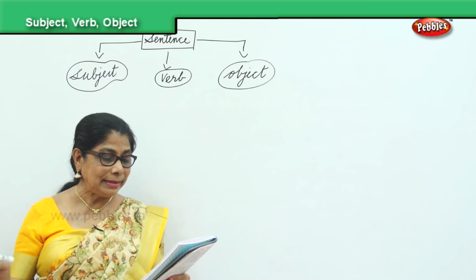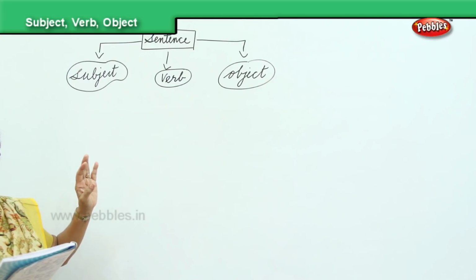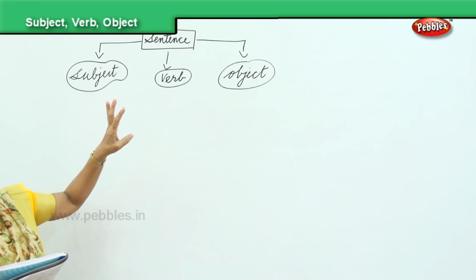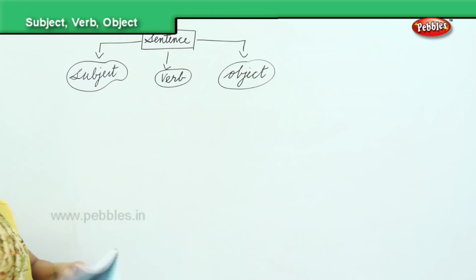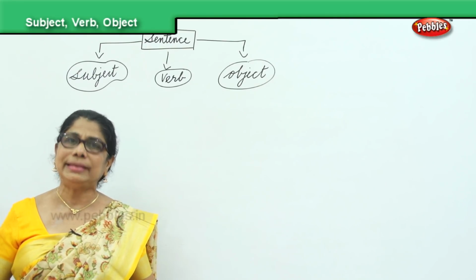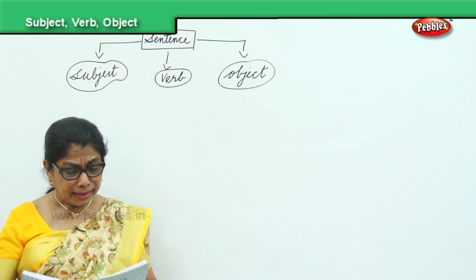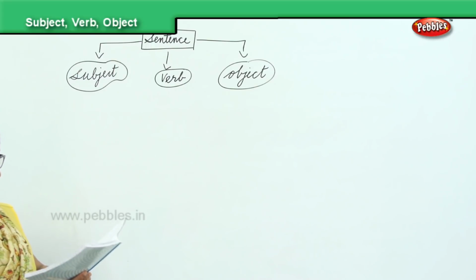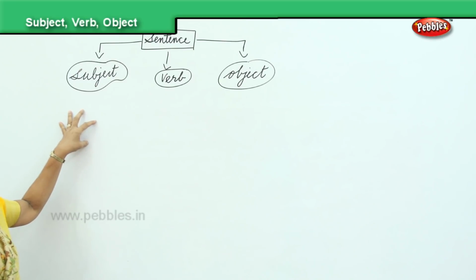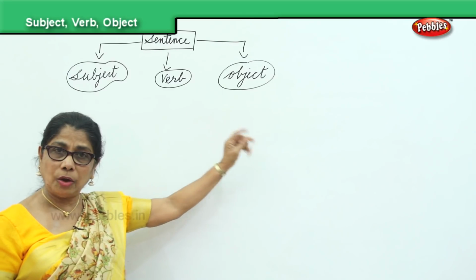Now, a sentence has a word that does the action. It's called the subject. What does the subject do? It's doing some action. It generally comes in the beginning of the sentence. And that subject does something. The subject can be a noun or a pronoun. So, every sentence has three parts: subject, verb, and object.